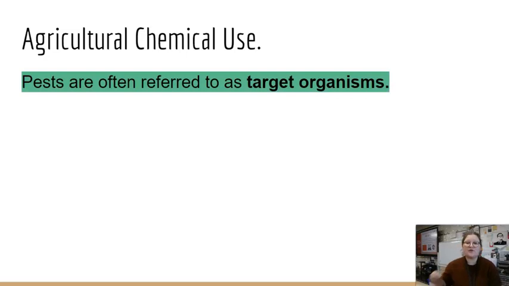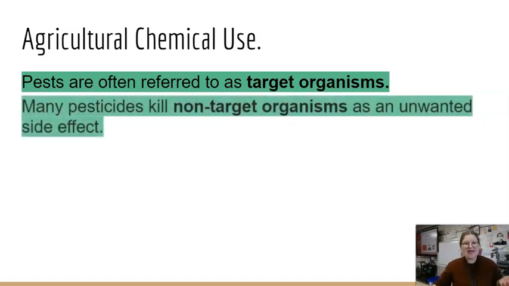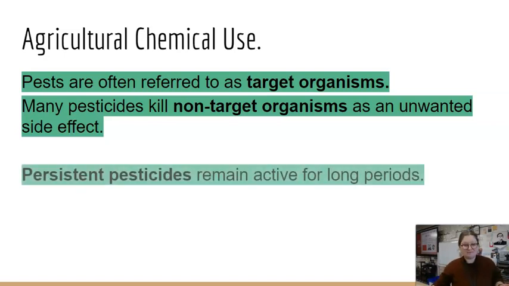Pests are often referred to as target organisms when we are talking about pesticide use. So there is a target organism that we are trying to target with that pesticide, which is why we focus on the different kinds of pesticides depending on the type of pest we are trying to control. Many pesticides also kill non-target organisms as an unwanted side effect. If it's a pesticide, it is dangerous, it is toxic, it is meant to kill things. So it's going to be harmful to a wide variety of things.